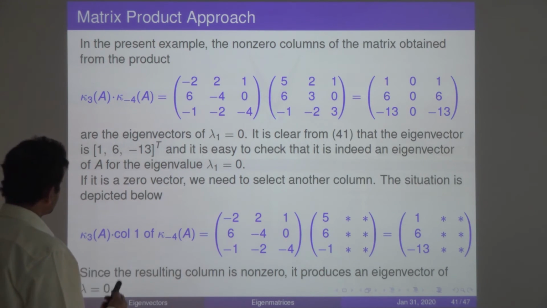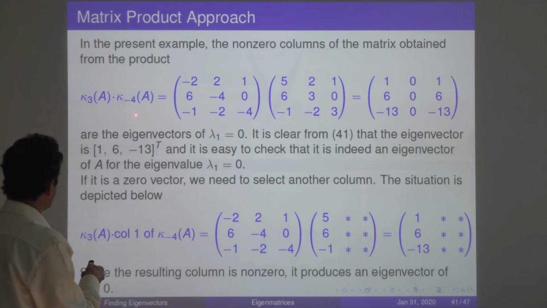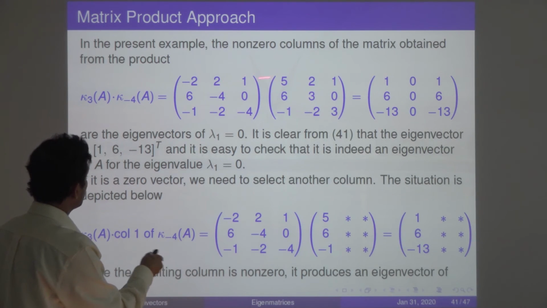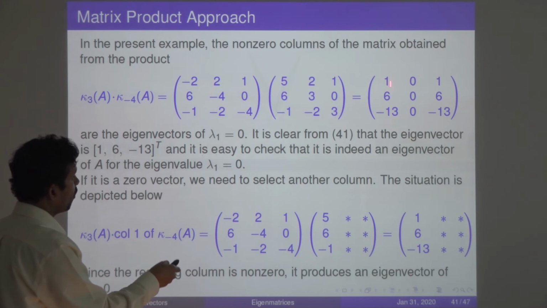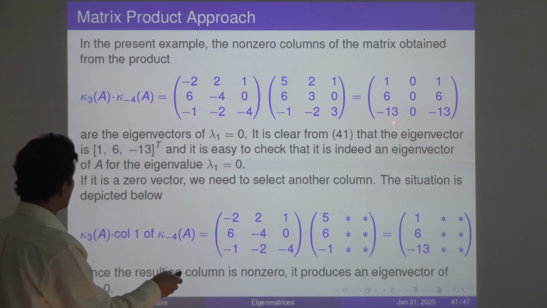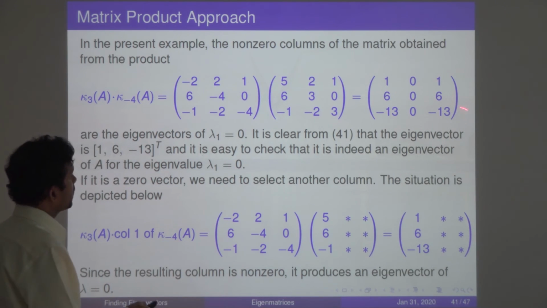Okay, and also there's another argument. You can simply use the matrix product to find the eigenvectors. For example, let's say we want to find the eigenvector for lambda 3. You're going to multiply the other 2: the kappa matrices for 3 and for -4. So this is the kappa matrix for 3 and -4. When you multiply, this is what you get. And you can see there are some non-zero columns. So according to our argument, this is going to be an eigenvector for lambda 1 equals 0.